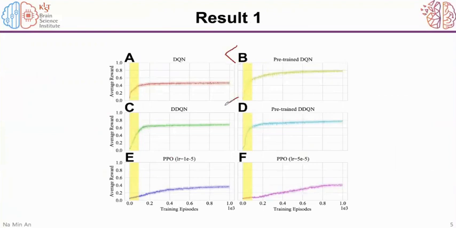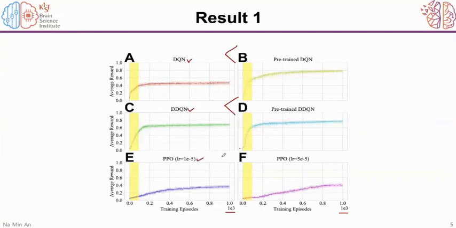First, we found that pre-trained DDQN is the superior RL algorithm from the training phase of the feedback framework. This was empirically proven by comparing the training curves that track the average reward over 1K episodes for DQN, DDQN, PPO, and their pre-trained versions.